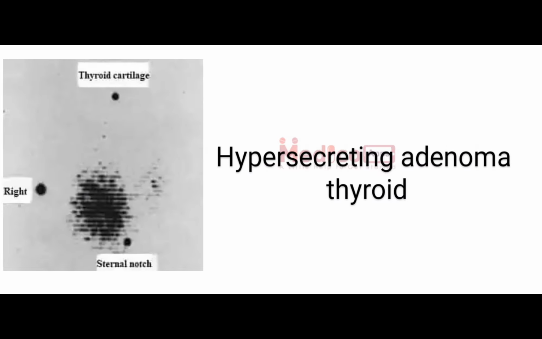Then next image we have is of hypersecreting adenoma. Hypersecreting adenoma in the thyroid. It is giving the appearance, the blackish appearance means the secretion here is more. Okay, so hypersecreting adenoma in the thyroid.